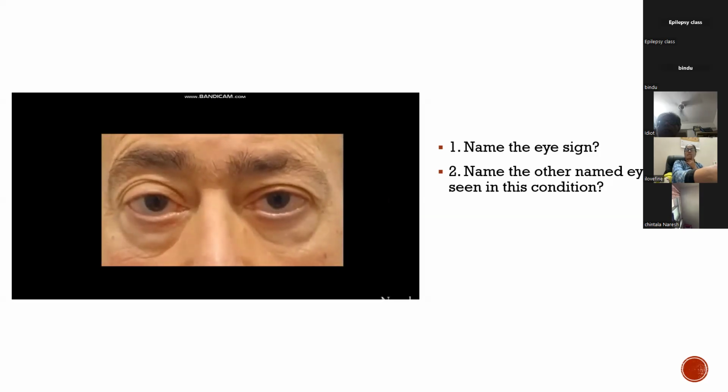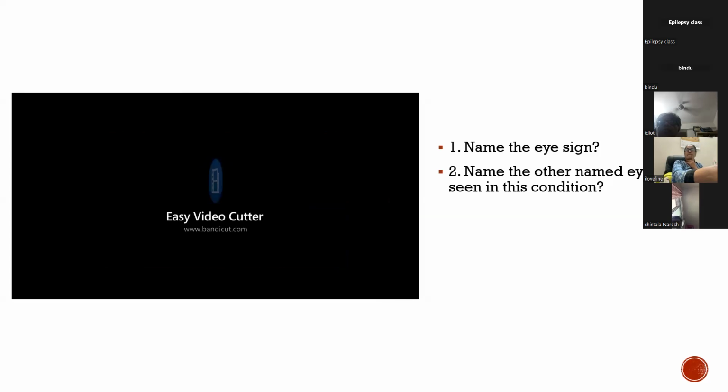Now the patient is asked to take rest. So name the eye sign and name the other named eye signs seen in this condition.